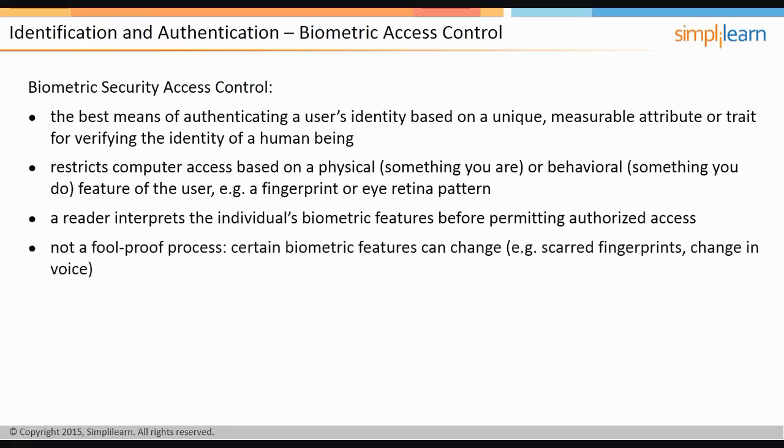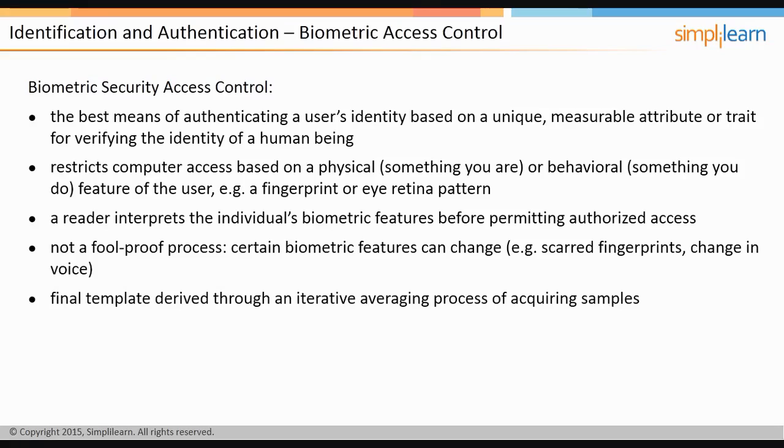However, it is not a foolproof process. Certain biometric features can change, for example, scarred fingerprints, change in voice. The final template is derived through an iterative averaging process of acquiring samples. Let us continue discussing identification and authentication.